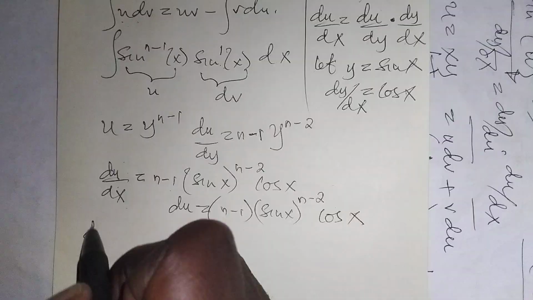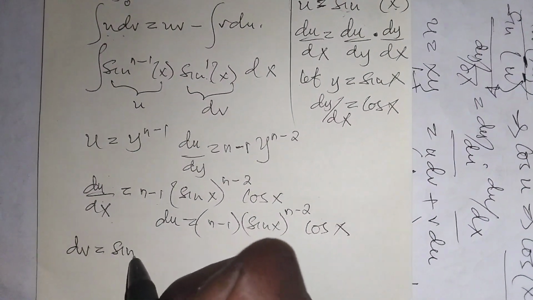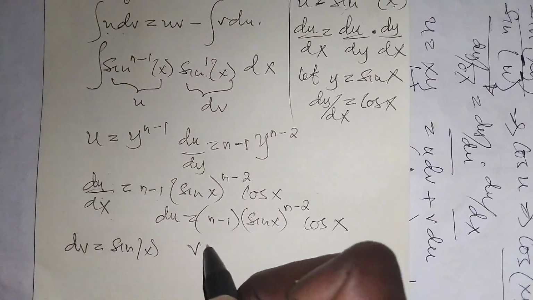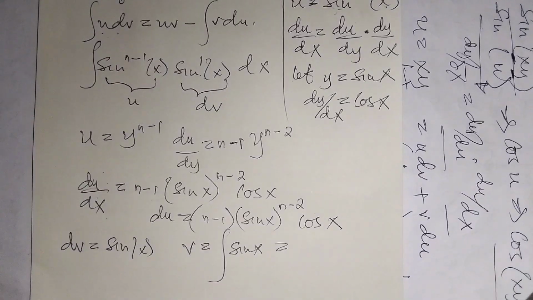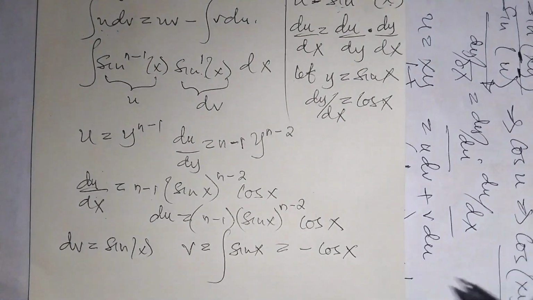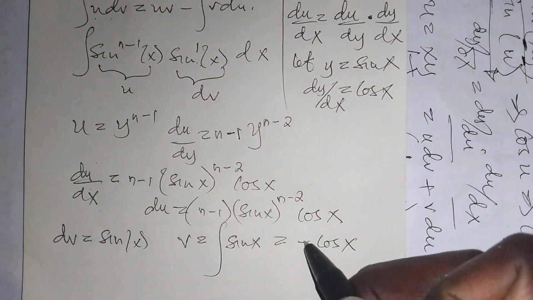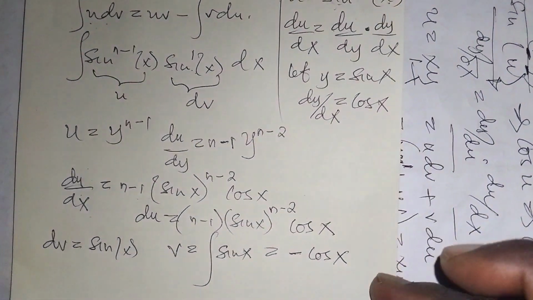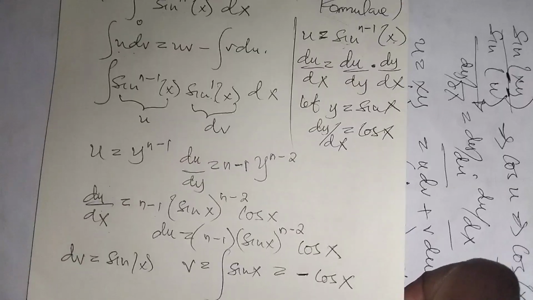Then our dv is sine x. To get v, we integrate dv. So the integral of sine x is negative cos x, because we know cos gives you negative sine x. So our v is negative cos x.